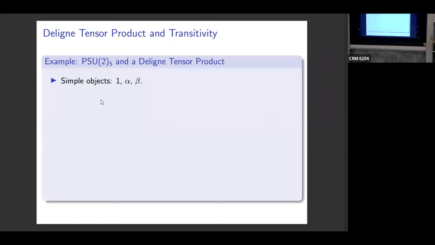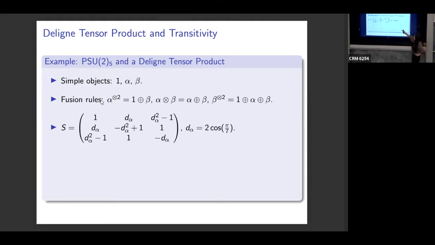Let's consider another example of a transitive modular tensor category, PSU(2) at level 5. It is a rank 3 modular tensor category. It has simple objects labeled by 1, alpha, and beta here. The fusion rules are given as follows, and the S matrix can be written like this. Here alpha is 2 times cosine of pi over 7. We can do the same exercise as before: you can rearrange the columns of S, and one can show that this modular tensor category PSU(2) level 5 is transitive.